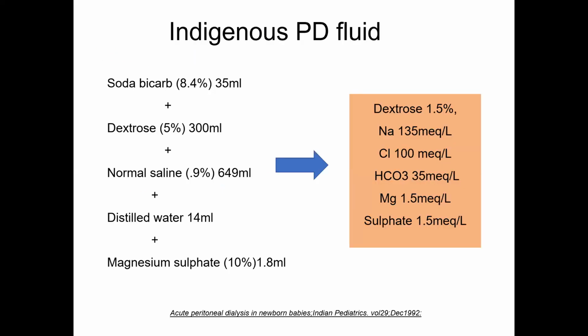As commercially available PD fluids are not available in many centers, we can prepare our indigenous PD fluid using these mixing volumes. We have to take 35 ml of 8.4% soda bicarb, mixed with 300 ml of 5% dextrose, with 649 ml of 0.9% NS, with 14 ml of distilled water, along with 1.8 ml of 10% magnesium sulfate. This prepares 1 liter of PD fluid with dextrose 1.5% concentration, sodium 135, chloride 100, bicarb 35, magnesium 1.5, and sulfate 1.5 milliequivalent per liter.